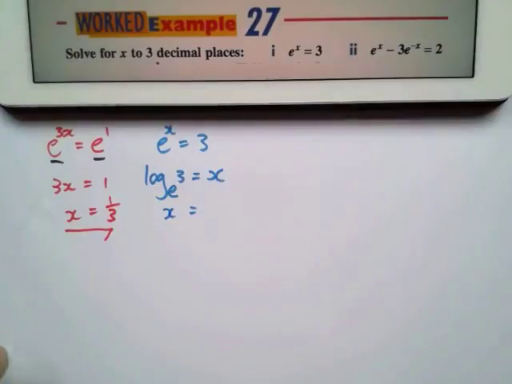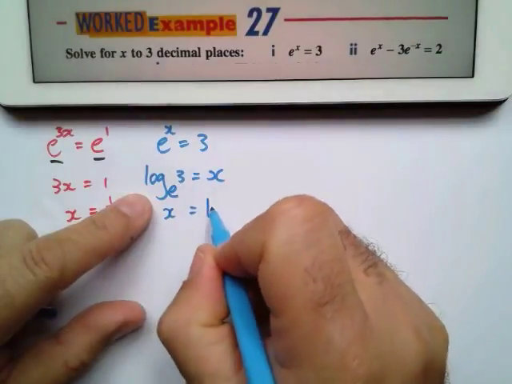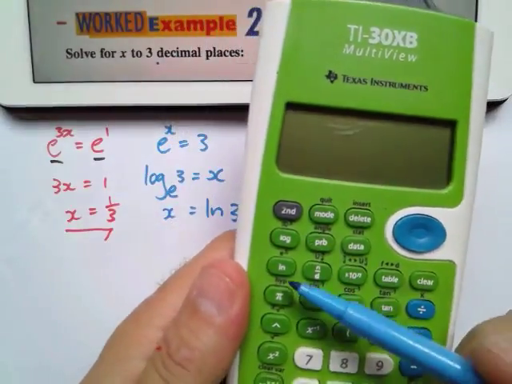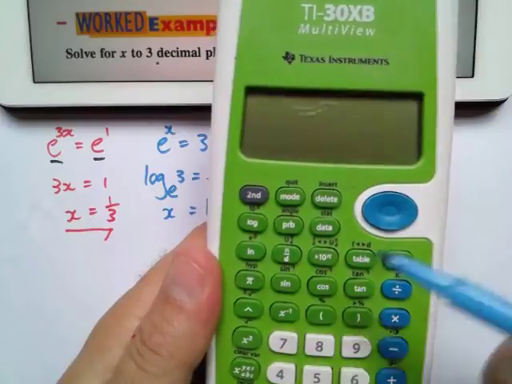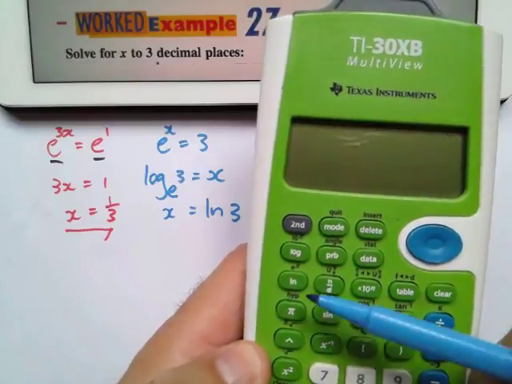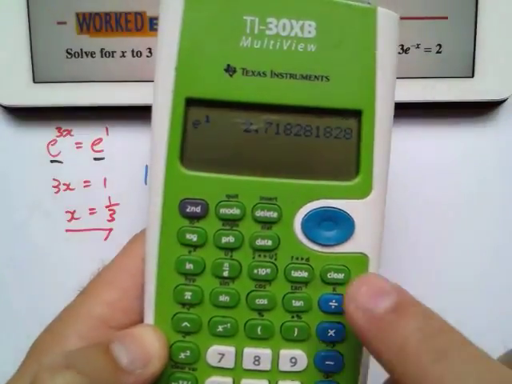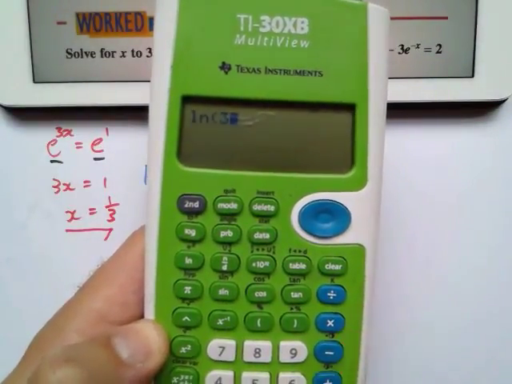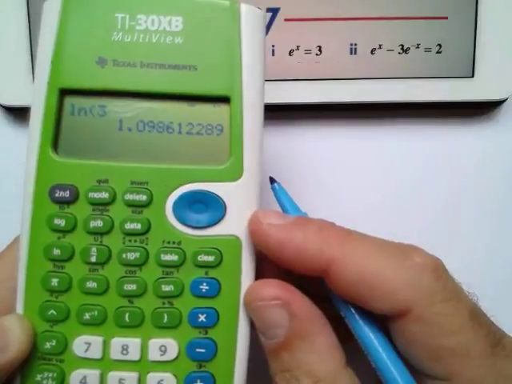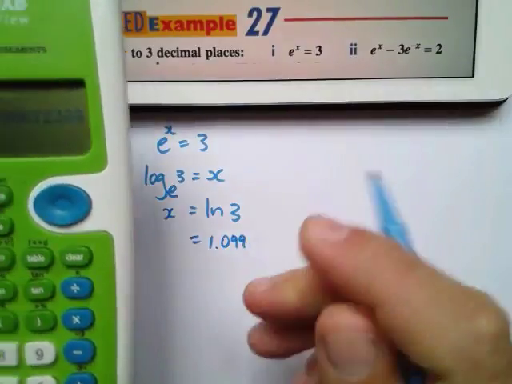So x equals log base e of 3, which can be rewritten as the ln of 3. Now if you go to your calculator, you actually have a function called ln. Some people call it ln, I just call it ln because it looks like ln. So the ln of 3, we'll put on our calculator, clear that, ln of 3, enter, and that gives us an answer of 1.099.